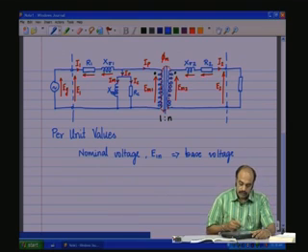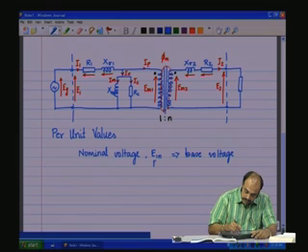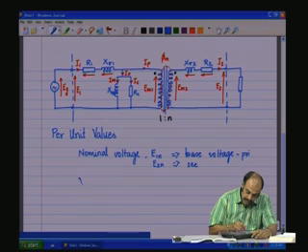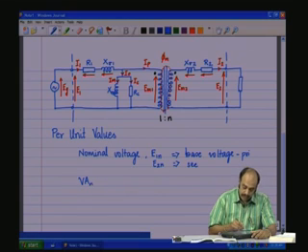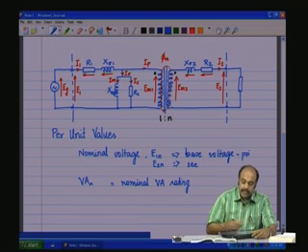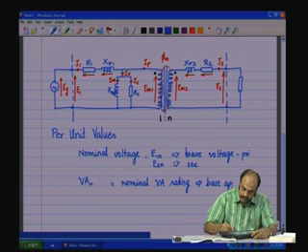For the primary, E1 nominal, whatever is the rated voltage, is taken as the base voltage, and E2 nominal as the base voltage for the secondary. This is for the primary and this is for the secondary. The VA rating nominal, VAN, which is the nominal VA rating, the apparent power rating of the transformer, is considered as the base apparent power.